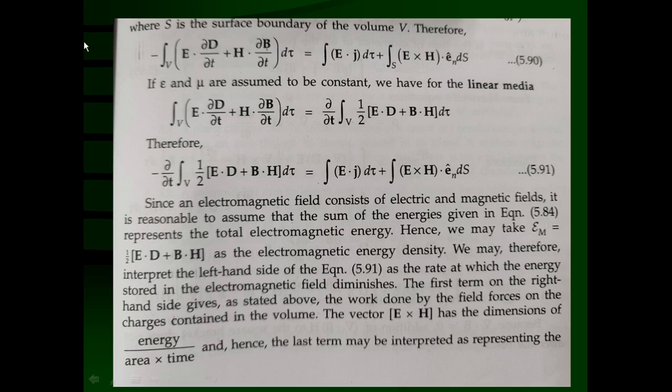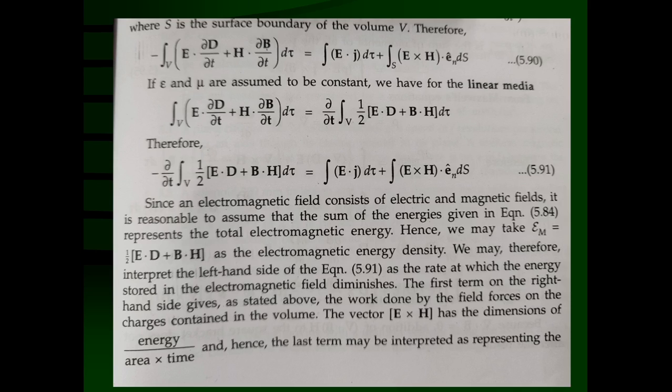What is the left hand side? You can see that it is the volume integration of one half E dot D plus B dot H d tau. Now, initially we have seen that for electrostatics, if an electric field exists, the energy within that electric field is given by one half the volume integration of E dot D d tau, and magnetic energy is given by Wm equal to the volume integration of one half B dot H d tau.